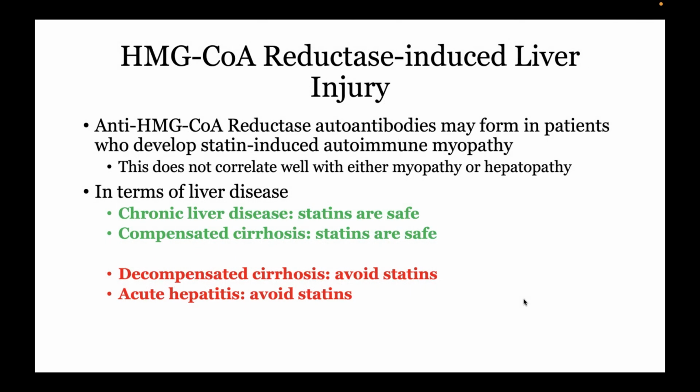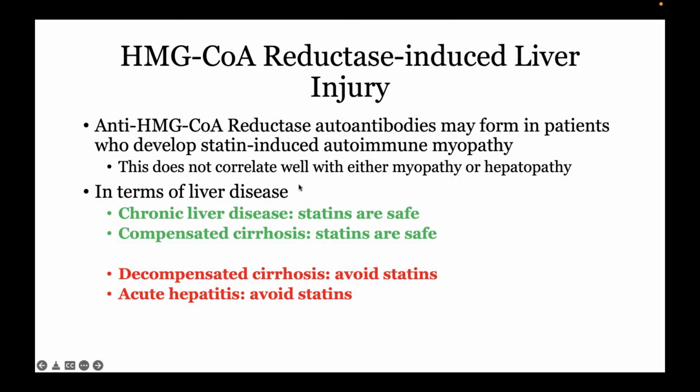Some people who develop muscle injury or myositis sometimes develop antibodies called anti-HMG CoA reductase autoantibodies. Again, these antibodies, we should just know about their existence. They don't correlate with either the liver injury or the muscle injury.